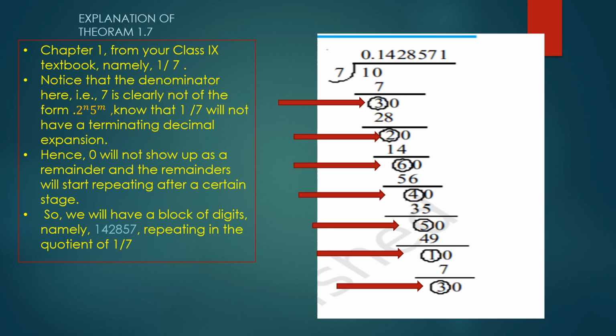The arrows are showing that you won't get 0 anywhere. Whenever you start dividing, some other number will come and you will continue dividing, but you won't end up with 0. And after 1, 3 is repeating. Once the 3 starts repeating, you have to stop the division, because you now understand that again the same numbers are going to repeat. So what is the block? The block is 142857. So this is a non-terminating decimal expansion.